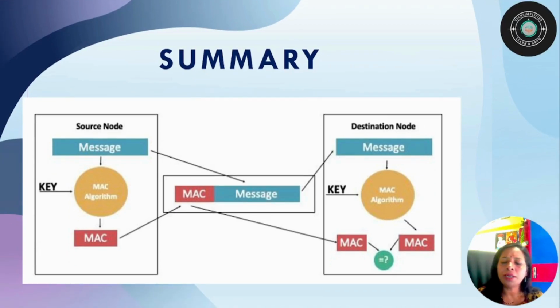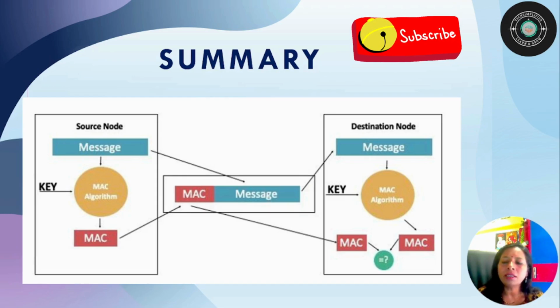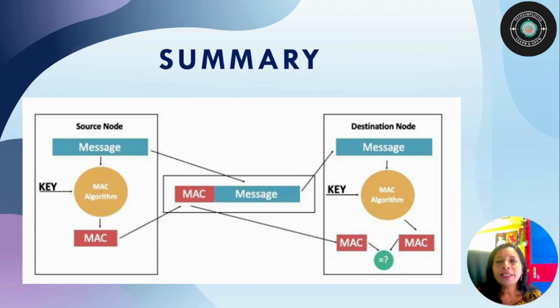Let's summarize the full process. In the MAC, the sender takes a message, uses the message authentication algorithm, passes the key, and generates the MAC. The sender sends the MAC and message to the receiver. At the receiver end, the receiver takes the message, uses the same MAC algorithm and key, and generates another MAC. If the MAC sent by the sender and generated by the receiver are the same, the message is accepted, otherwise it's rejected. It's very simple but very powerful.